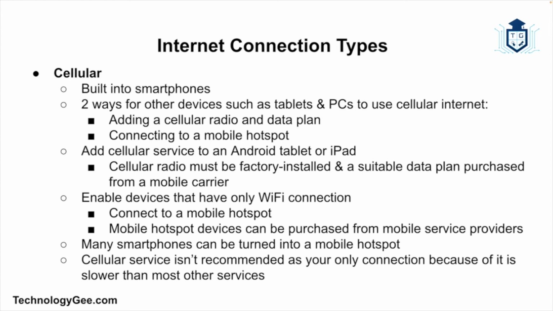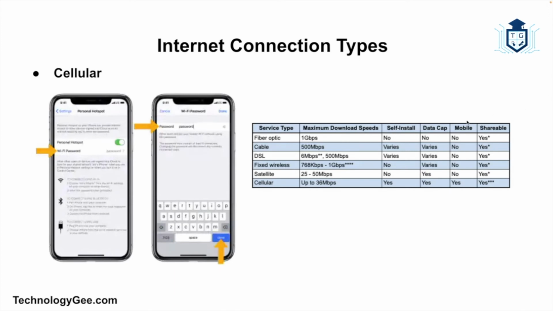To enable devices that have only Wi-Fi connections to use a cellular internet connection, they need to connect to a mobile hotspot, and mobile hotspot devices can be purchased from mobile service providers. For occasional use, many smartphones can also be turned into a mobile hotspot. Finally, cellular internet service isn't recommended as your only connection because it is oftentimes slower than most other services. Here's a handy chart you can use to learn about the differences between the various types of internet services out there, their maximum speeds, and some other helpful information to help you pass this exam.